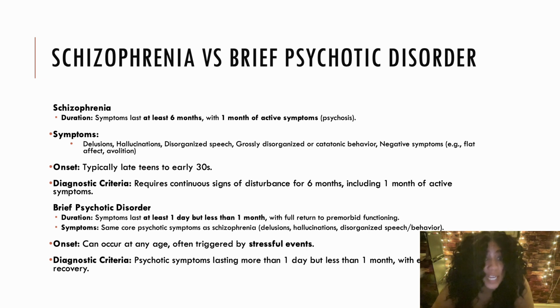Brief psychotic is just what it says it is. 1 day, but less than 1 month. That is the huge difference, right? The symptoms are the same psychotic symptoms as schizophrenia, but the only thing that is different is the length of time. Schizophrenia, 6 months with 1 month active symptoms. Brief psychotic disorder, 1 day to less than 1 month. Same symptoms. I hope that makes sense.